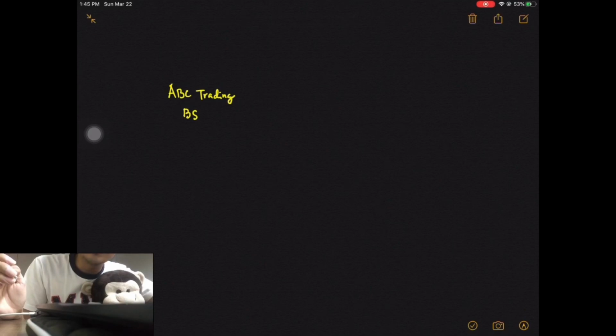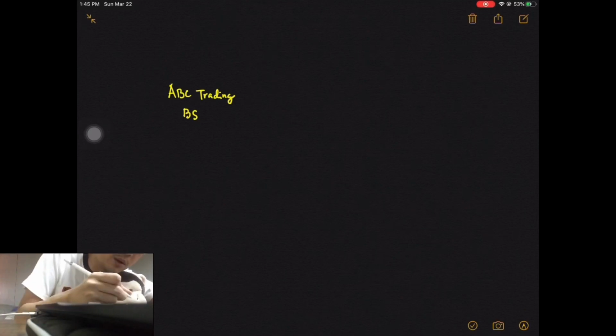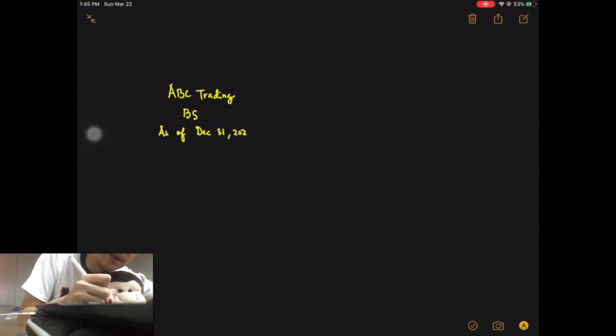This will not be for the year ended because what you have in your balance sheet is cumulative, meaning from the very first day that you started up until today. So instead of using for the year ended, you will use as of. So as of December 31, say this year, 2020.